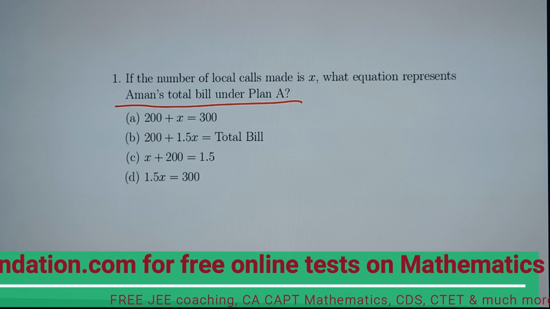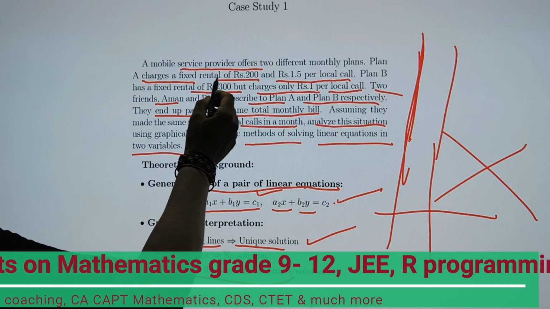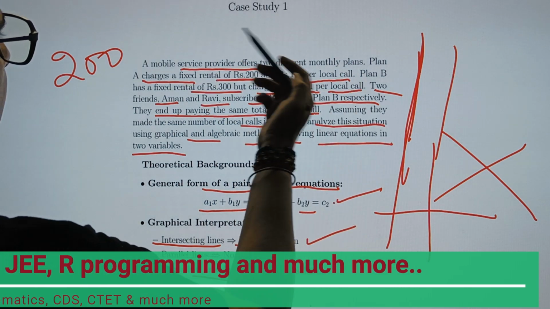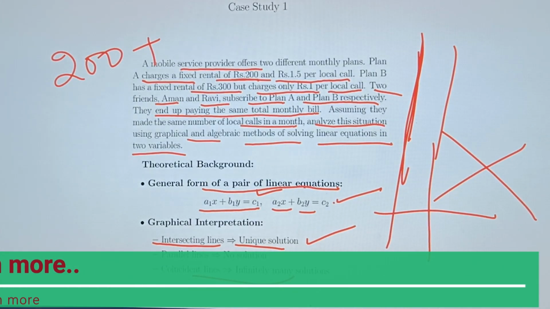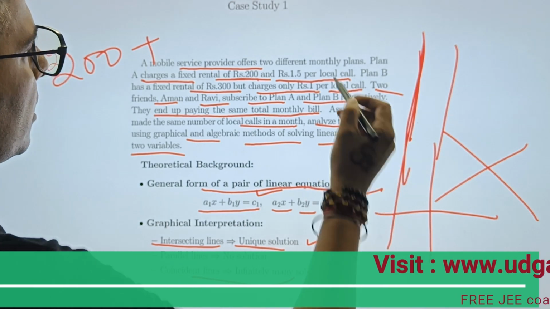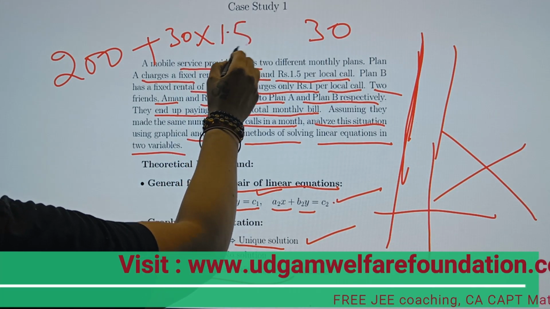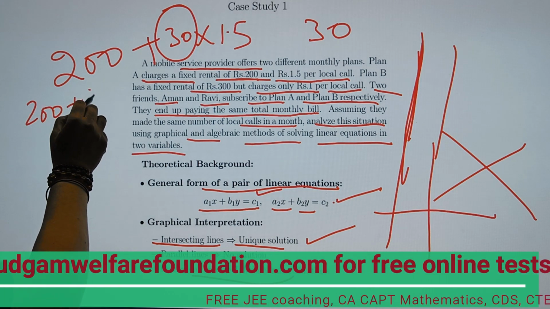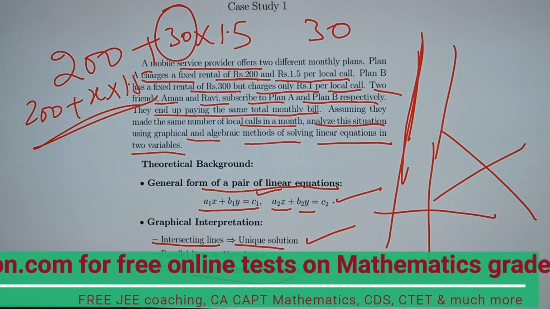So what was plan A? Let's understand. Plan A states a fixed rental of 200 rupees. That means 200 is fixed. After that, he has to pay 1.5 per local call. That means, let us say if he made 30 local calls during the month, he had to pay 30 into 1.5. So here 30 is a variable which can be represented with the help of x. So x into 1.5 will be what he is going to pay.